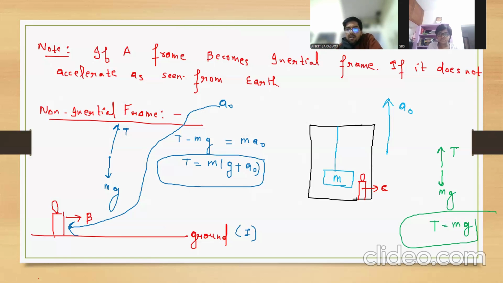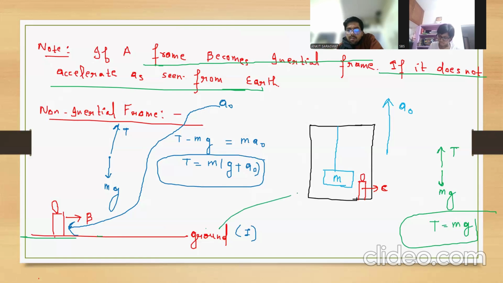Understood? A frame becomes an inertial frame if it does not accelerate as seen from the earth. But if you're looking from the earth, meaning ground, this frame is going to accelerate. So first of all, it is a non-inertial frame. In a non-inertial frame, we can't apply Newton's law. So it is not correct. That is why T never gets the right value. We are not getting the right value of T.